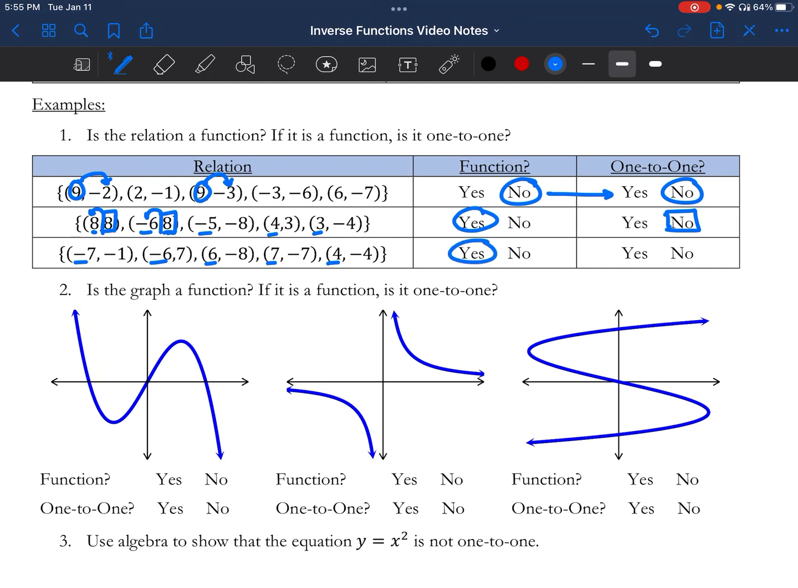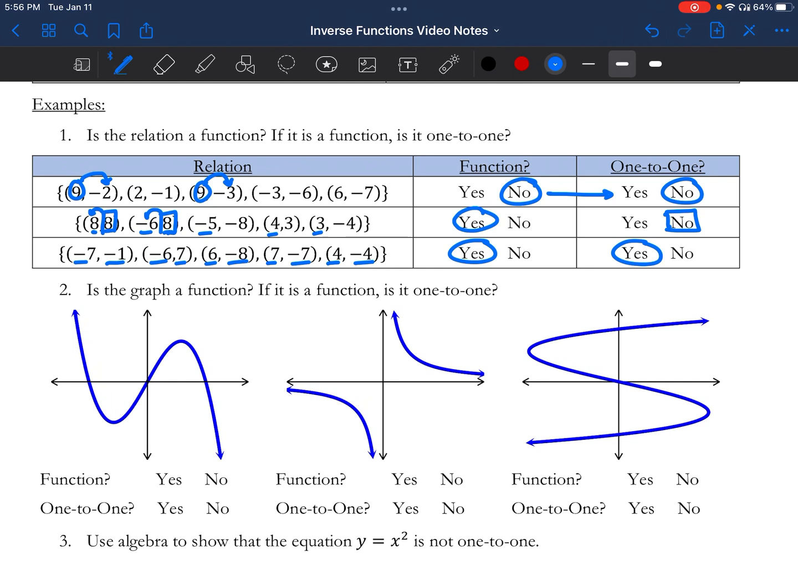The other thing I'm going to do again is, now if I want to see if it's one-to-one, I'm going to check those y values. We've got -1, +7, -8, -7, and -4. Since none of those y values repeat, since none of those y values went to a different x value, we know that it is also one-to-one.